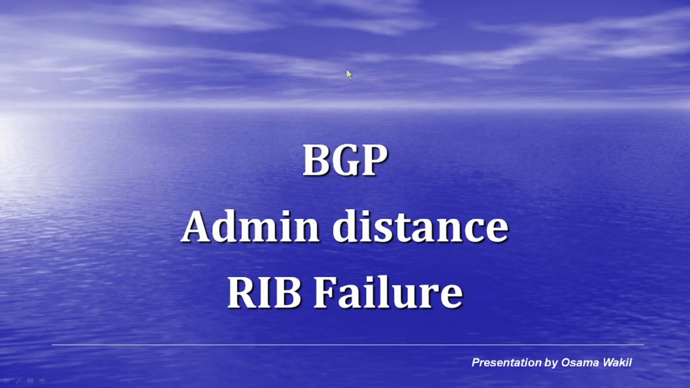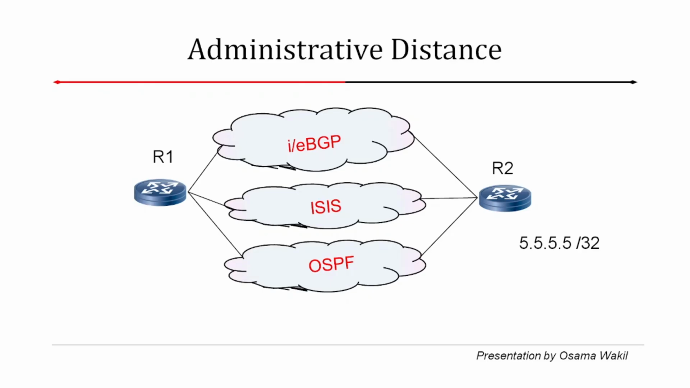Hi, in this video we are going to talk about BGP admin distance in general on Cisco boxes, Juniper preference, and also a little bit about RIB failure. So let's jump into the slides.